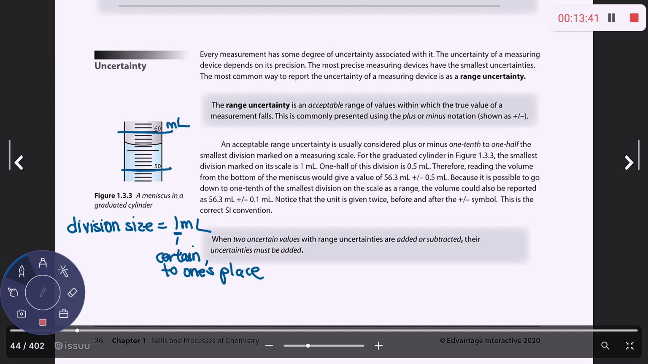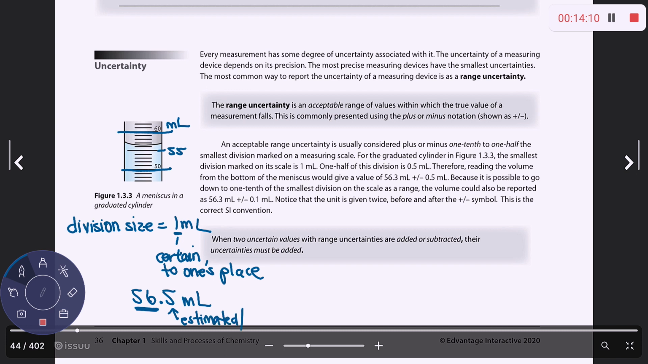So the actual volume here, if you look at the bottom of the meniscus, this would be 55. We are between 56 and 57, agreed? So 56.5, it looks like it's halfway between, right? So 56.5 milliliters would be the appropriate volume. We are certain up to the ones place, right? Okay, this digit right here is my estimated digit that I provided.